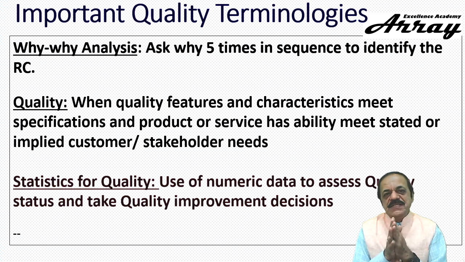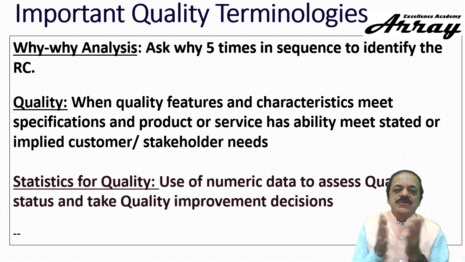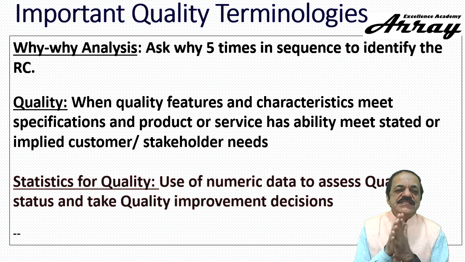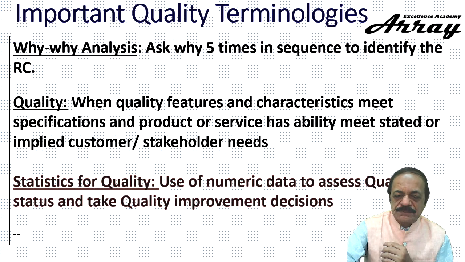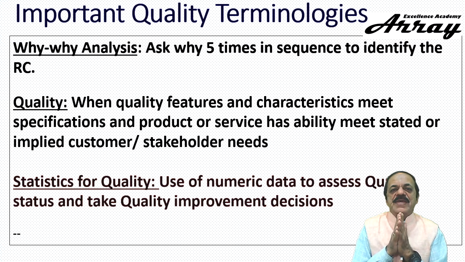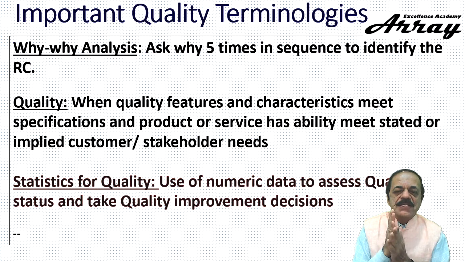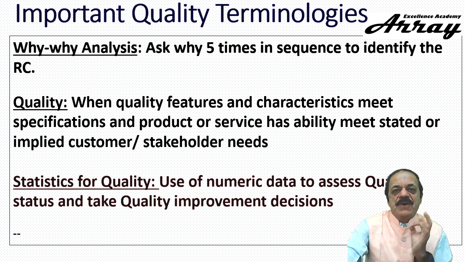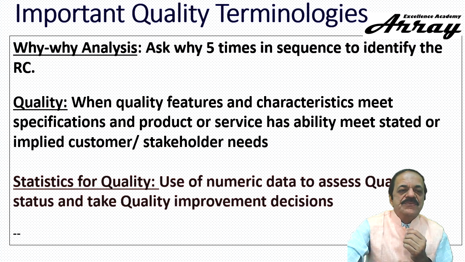Statistics for quality is using numeric data. Any numeric data you use for taking decisions on quality means you are using statistics for quality. The benefit of statistics for quality is that you will be able to find the real reason based on data, not based on hunch, and come out with permanent improvements, which will be significant. Also, statistics has the power to reveal hidden problems, which otherwise you would not have realized at all.